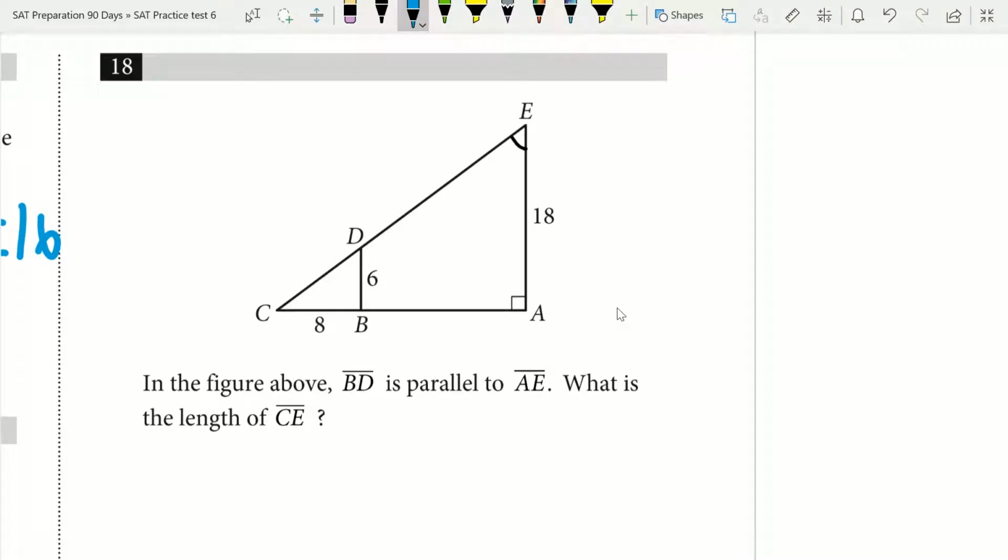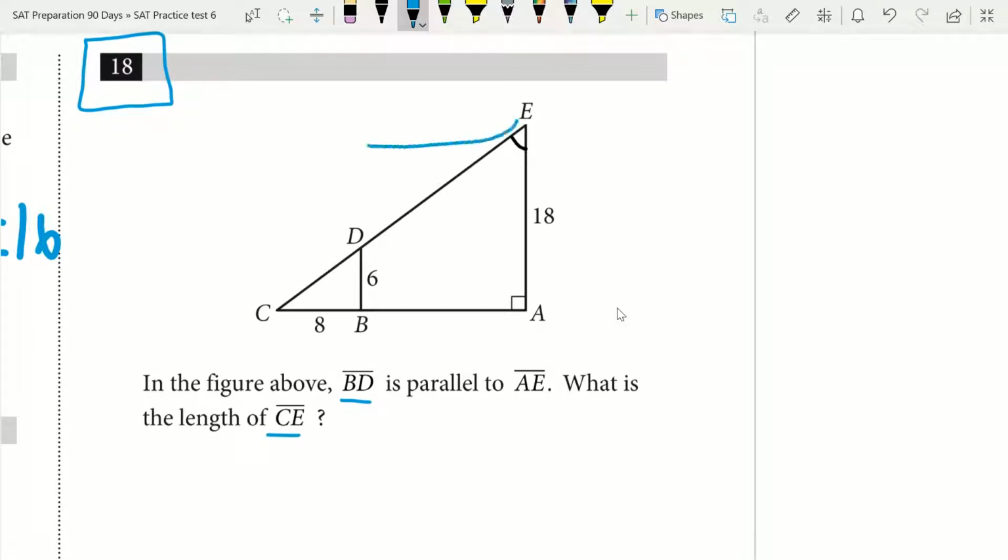Today I have an SAT math tip and trick that I want to share with you that deals with similar triangles. To illustrate the similar triangles and how we can use them to save time and find the correct answer efficiently on the SAT math section, I'm going to use question 18 from SAT practice test 6. It says in the figure above, line BD is parallel to line AE. What is the length of CE?